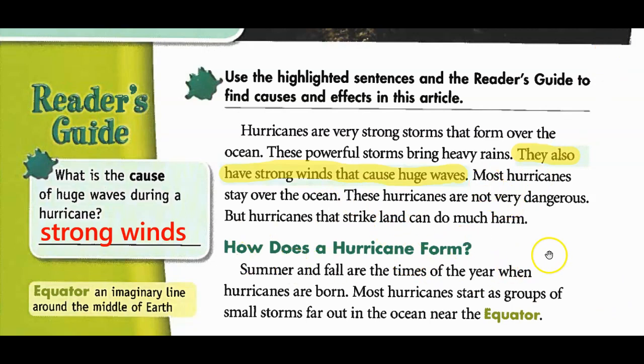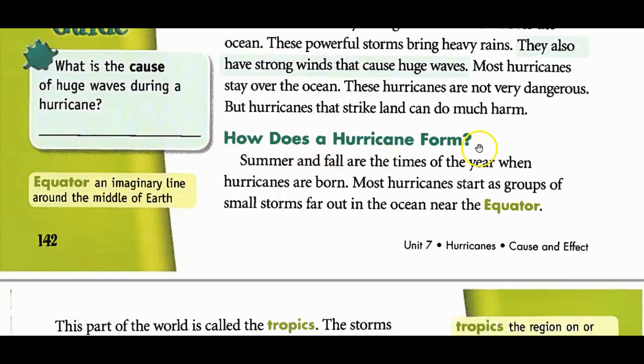It says, how does a hurricane form? Well, let's figure that out. Summer and fall are the times of the year when hurricanes are born. So are we in summer yet? No, not yet. We're still in winter. Most hurricanes start as groups of small storms far out in the ocean near the equator. The equator is an imaginary line around the middle of the earth.